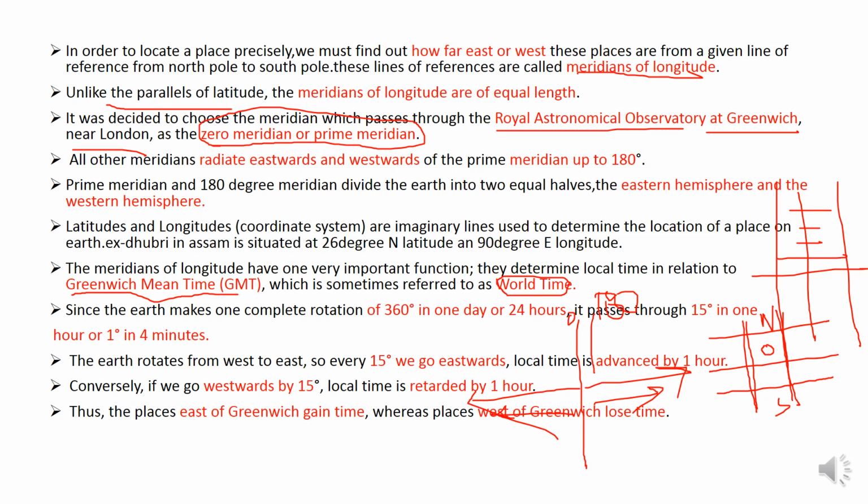Since the earth makes one complete rotation of 360 degrees in one day or 24 hours, it passes through 15 degrees in 1 hour, 1 degree in 4 minutes. The earth rotates from west to east. So every 15 degrees we go eastwards, local time is advanced by 1 hour. Conversely, if we go westwards by 15 degrees, local time is retarded by 1 hour. Thus, places east of Greenwich gain time, whereas places west of Greenwich lose time.